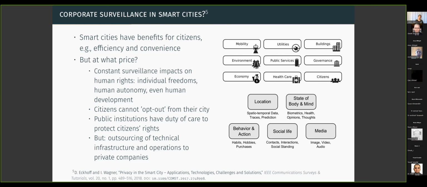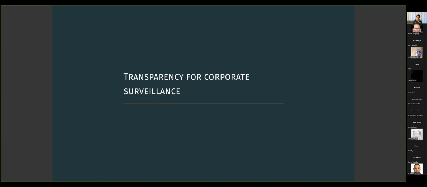So, okay, now I try to motivate that corporate surveillance exists and that it might be bad. Now, of course, the question is, how do we know? Like, how do we know how this corporate surveillance works and to what extent it is actually used?